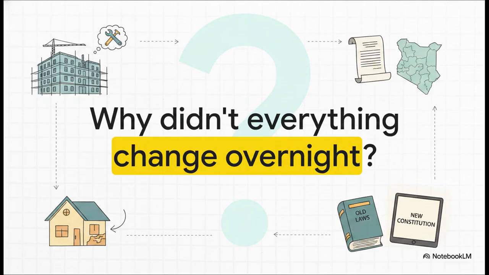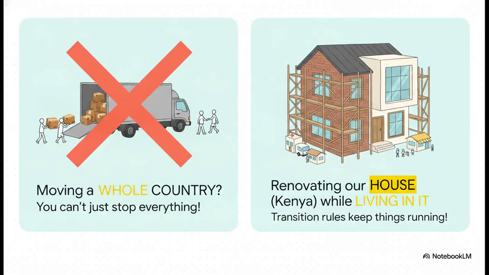But here is the central mystery we're unraveling today. The document was signed, right? So why didn't the country magically transform the very next day? Why didn't these new counties instantly appear out of thin air? Why were the old laws still being used? I mean, how do you move an entire nation from one legal universe into a completely different one without plunging the whole system into absolute chaos? Well, the answer lies in the master blueprint of Chapter 18.